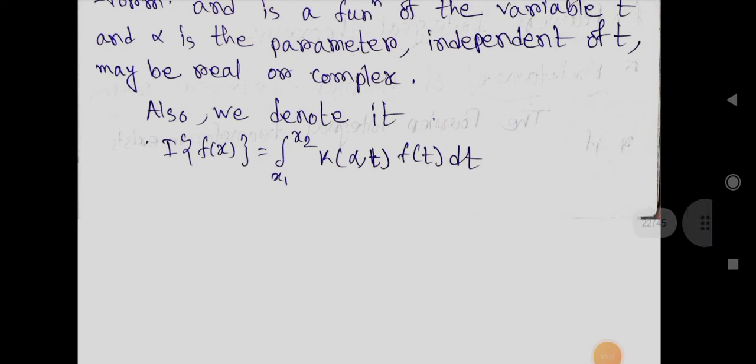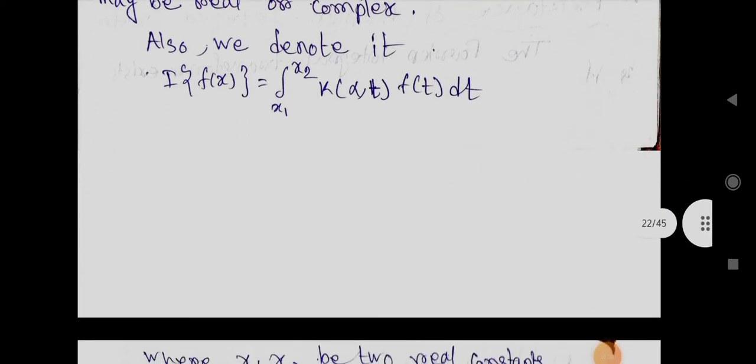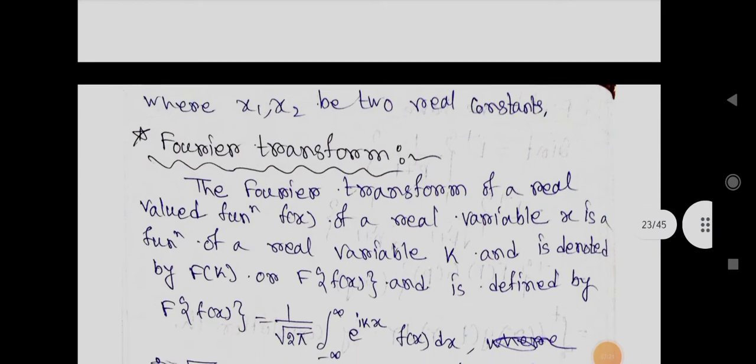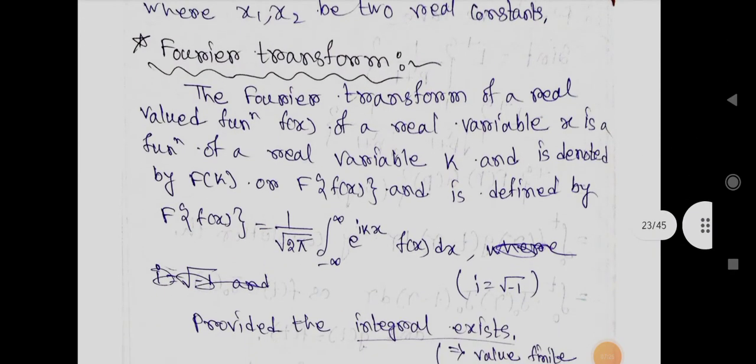Also we denote it I(f(x)) equals integration from x1 to x2 of k(alpha, t) f(t) dt, where x1, x2 are real constants. Next, start Fourier transform.